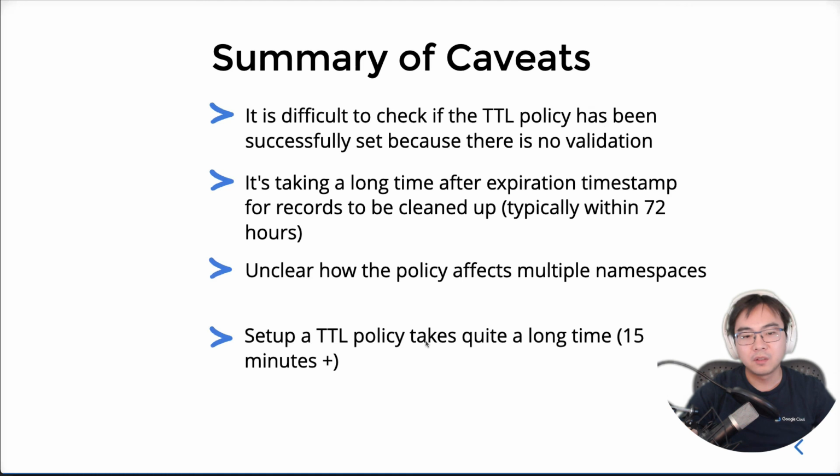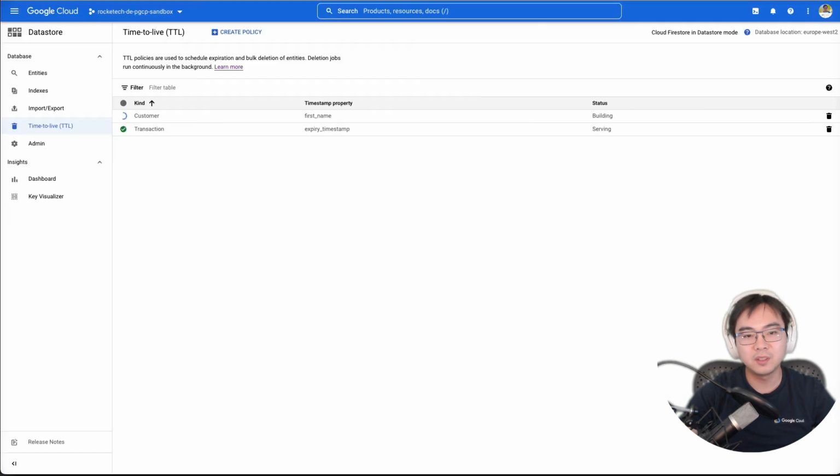Okay, the last thing is around setting up the TTL policy. It takes quite a long time. You can see I've created this one earlier. It takes around, I think, 15 minutes to do it. I'm not entirely sure why it needs to take that long. I guess it depends on how you set up the backend processes, but I think you have to wait around 15-20 minutes for this to be completed.